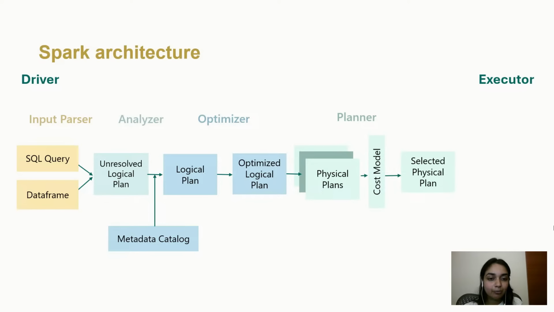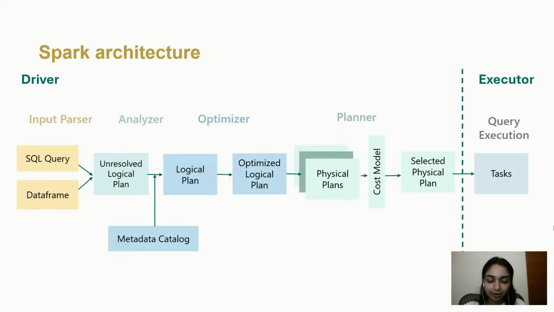The driver then breaks this selected physical plan down into tasks based on data partitions. These tasks are then transmitted to the executor, where code is JIT compiled, executed, and results are sent back to the driver. So from input to output, this is essentially how a query is executed in Spark.